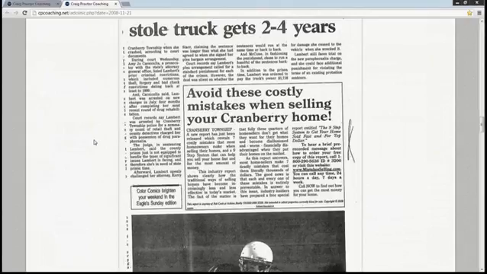Here's an editorial style ad. Really good job. I mean, this looks like an article in the newspaper, and that is the rule. Run your editorial so that it looks like an article in the newspaper. The column widths, the size of type, the style of headline, even little things like you'll notice how in the headline you can just read "Stole truck gets 2 to 4 years."